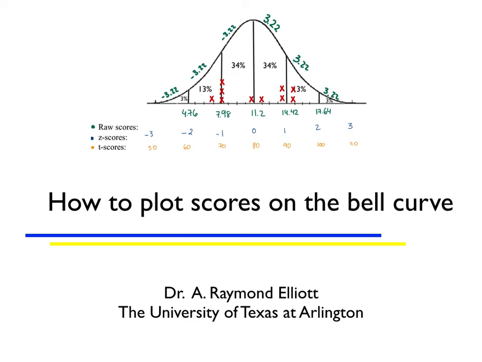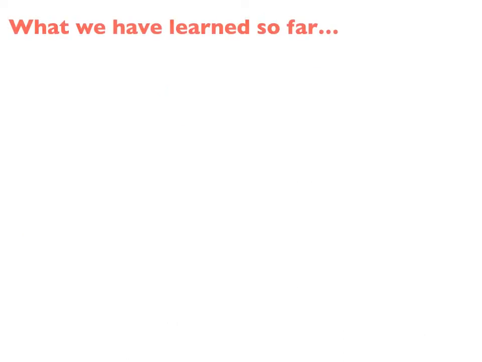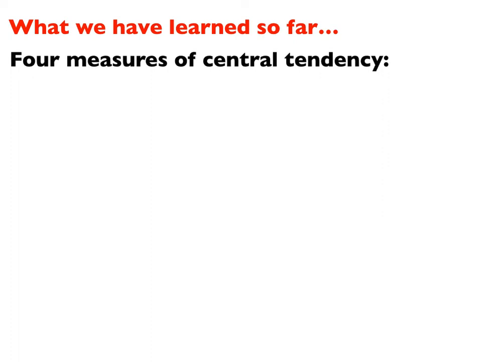How to plot scores on the bell curve. So far, this semester we've discussed second language acquisition theory and methods of research that second language acquisitionists use to test hypotheses in order to gain additional insight into the underlying cognitive processes involved in learning and acquiring a second language. As such, we have learned about 4 measures of central tendency.